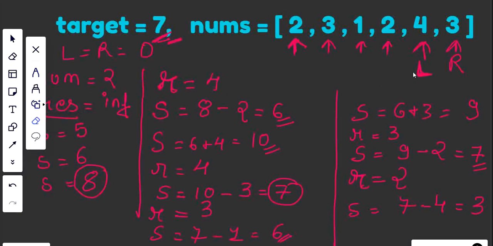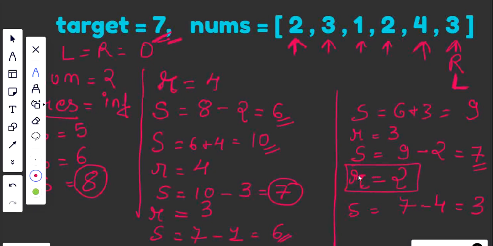So our left pointer will move to this place. Now we can see our left pointer is equivalent to the right pointer. So we know that we reached the end of the array. Now we don't have to proceed. So we will return what? We will return the value which is with R.